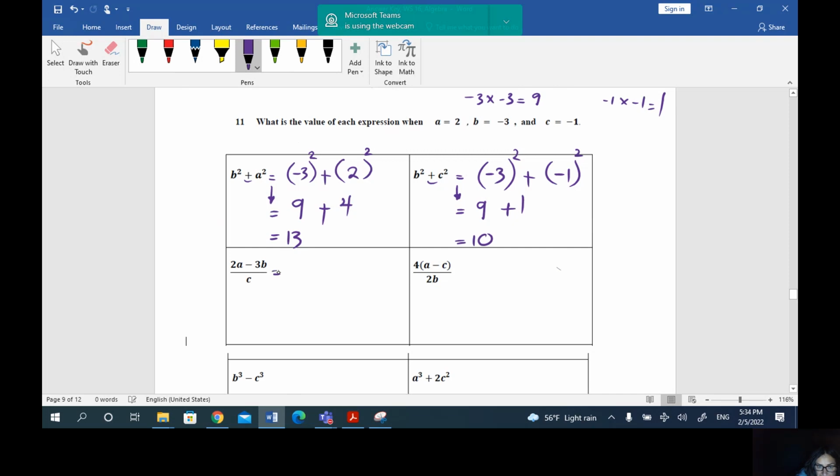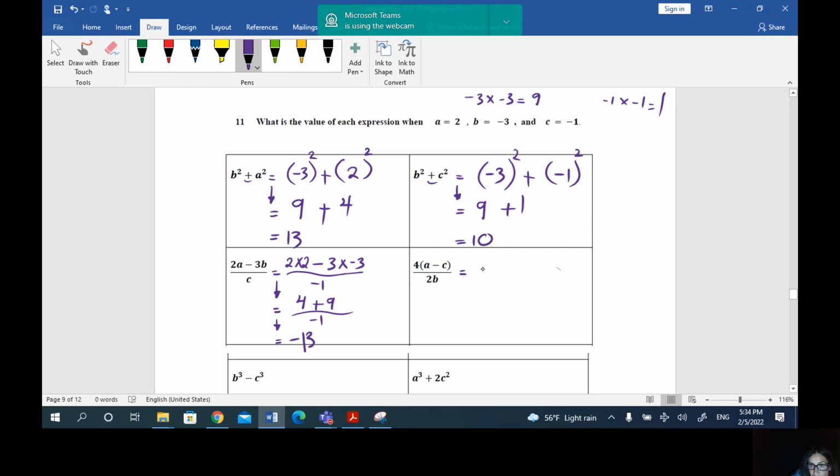Here, 2a minus 3b over c. So fraction line, 2 times a, which is 2 times 2, minus 3 times b, which is 3 times -3, over c, which is -1. Let's work out the numerator first. 2 times 2 is 4, minus 3 times -3 is plus 9, over -1. So 4 plus 9 is 13 over -1, so it will be -13.